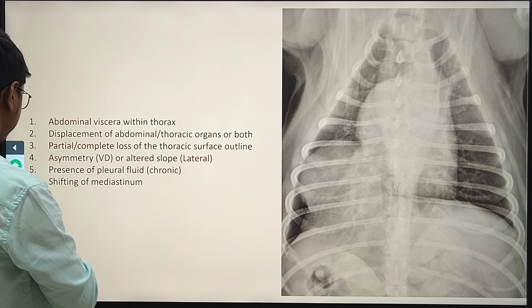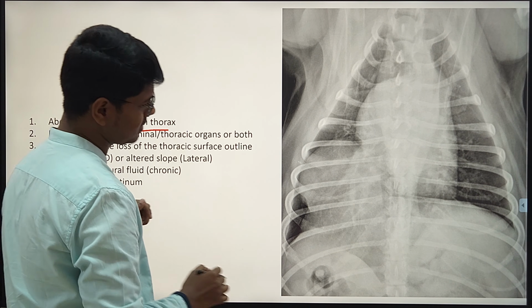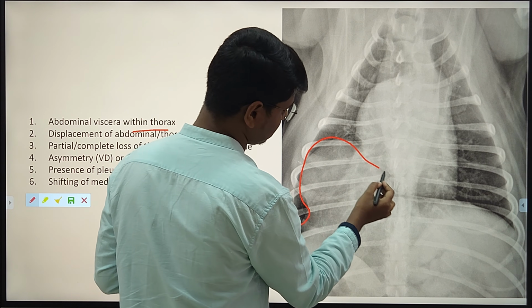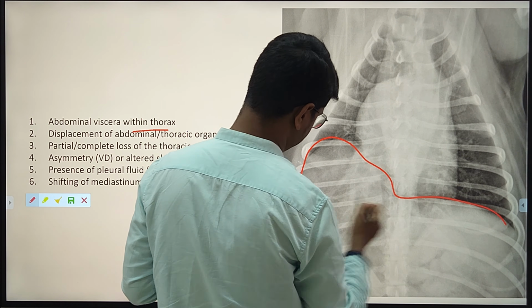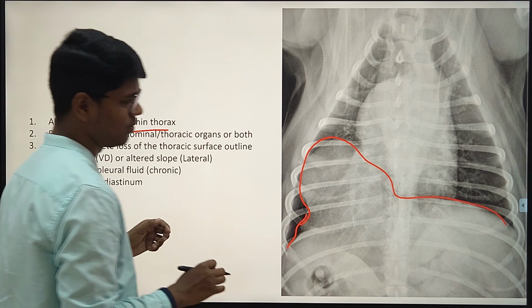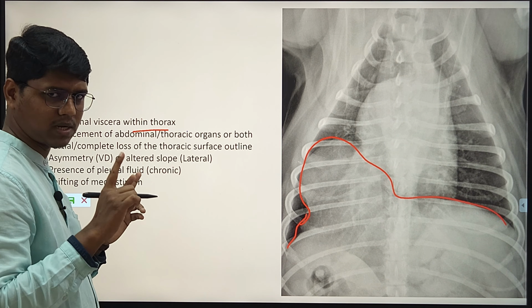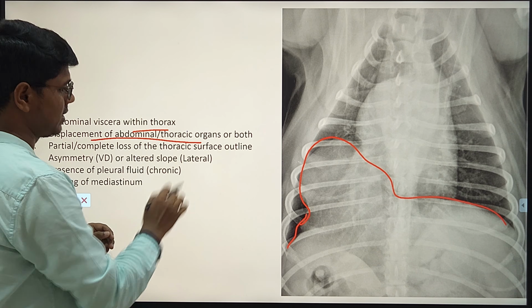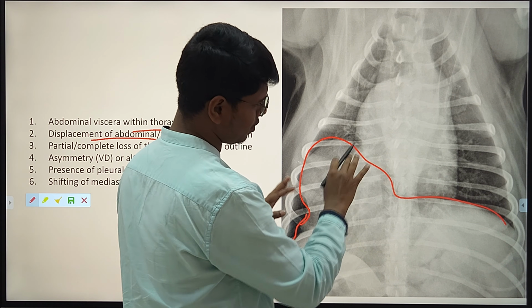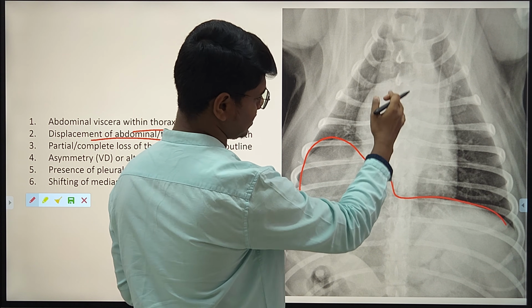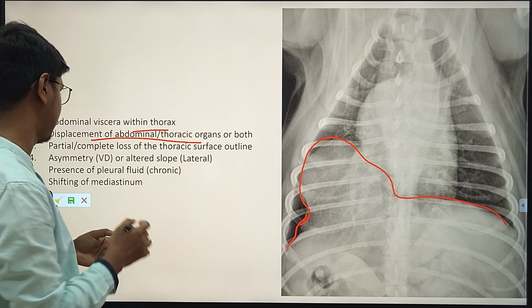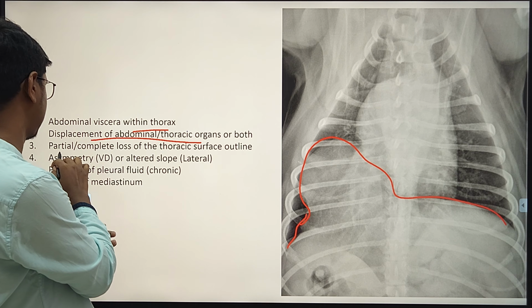Here you can see abdominal viscera within the thorax. By this you can say that some abdominal viscera might have gone. Still, these are soft tissue opacity, so it is very difficult to say which organ has gone, but at least you can say that some organ has gone. Displacement of abdominal and thoracic organs: here you can see there is no displacement of thoracic organs. If you are taking some abdominal view, then you can say about the abdominal organ displacement.